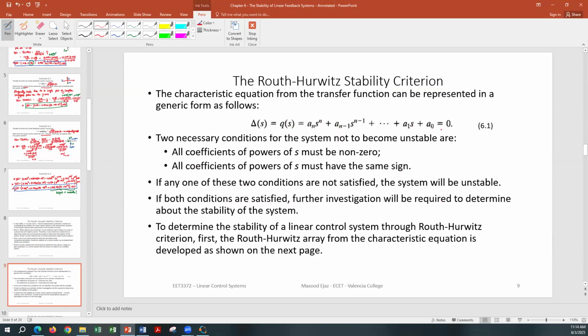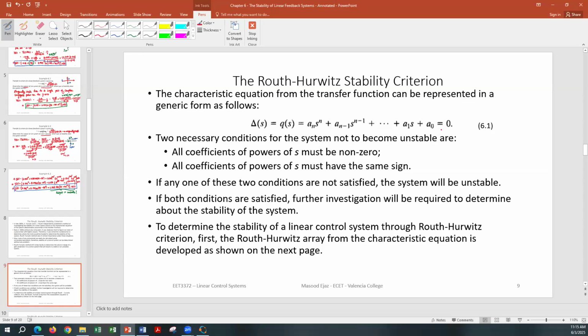So these are, first of all, necessary conditions for the system not to become unstable. If you don't have one of those conditions, that does not mean the system is unstable, though. You have to go and investigate a little more. It's possible the system is still stable. But at least you should have those two conditions to say that, well, at least the system is not unstable.